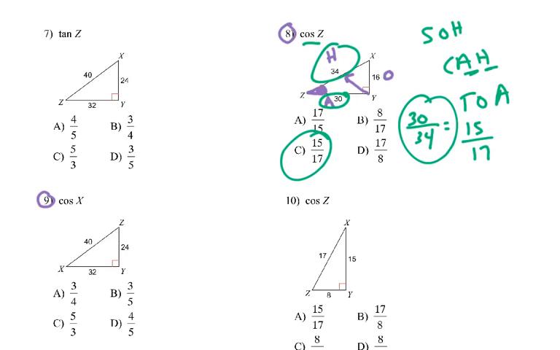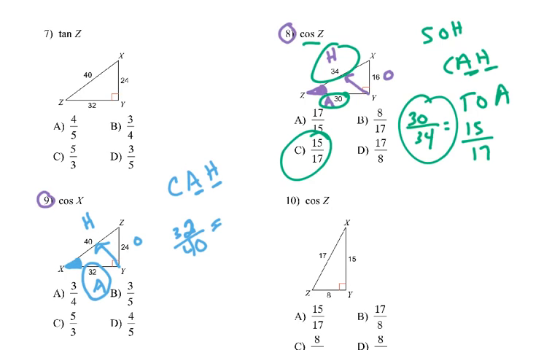So cosine X, moving down to number 9. I'm going to put the arc on the angle I'm talking about. Then I'm going to identify my sides. H. What always connects the H and the arc on my angle is the A, leaving the 24 to be the O. Cosine is CAH, which is adjacent over hypotenuse. What number goes with A? 32. What number goes with the hypotenuse? 40. Again, my answer choice isn't there, but I know that I can reduce.